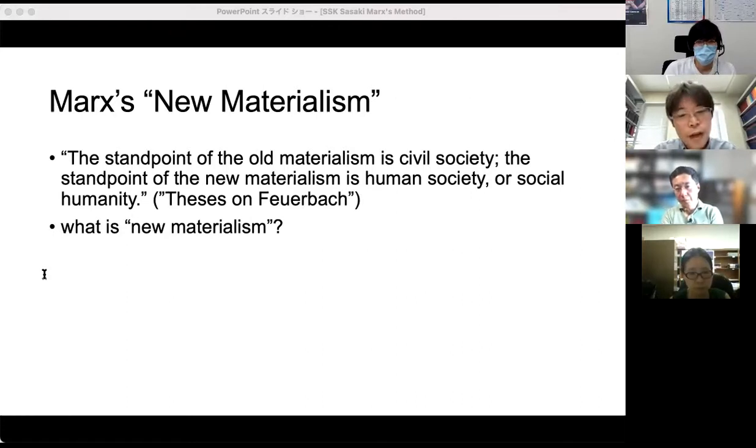In this context, human society or social humanity means socialism or communism. I want to consider the question of what is new materialism, Marx wrote here. I think Marx's new materialism has three characteristics.